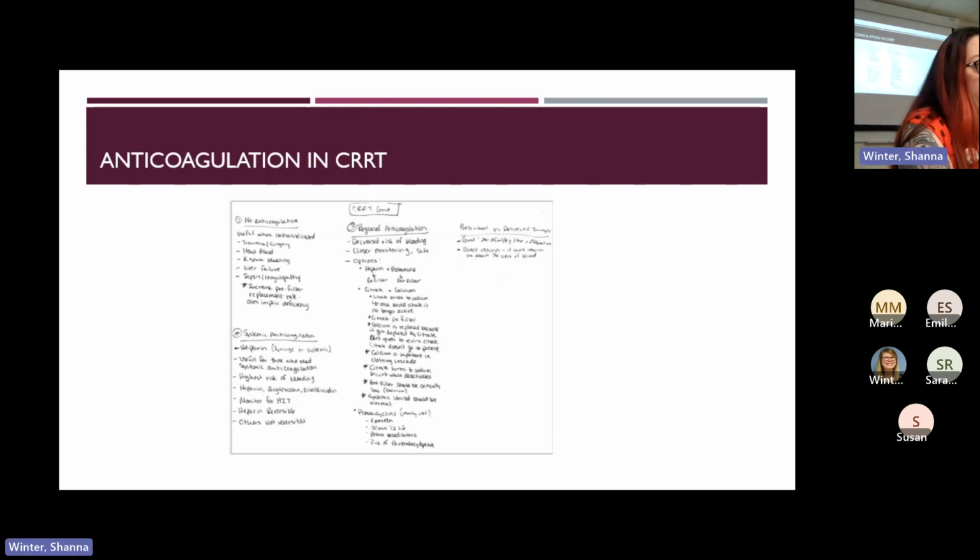And then you have your regional anticoagulation, which would be your citrate. That is supposed to only affect the filter. Basically, calcium is an important clotting factor. Citrate pretty much depletes your calcium. And then we have to give it back post all of this. So it connects to your return line before it gets to the patient.